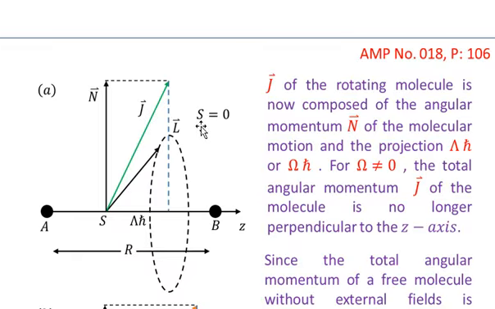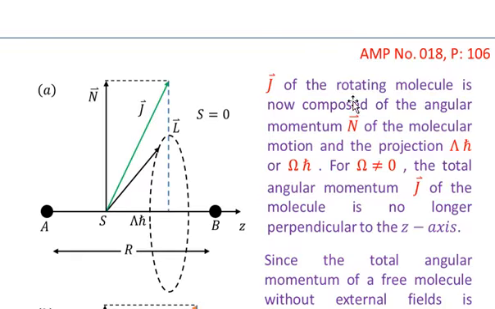And here I am assuming that capital S is equal to 0, that is, the total spin of the system is 0. And this capital N is actually the nuclear angular momentum. So capital N is the nuclear angular momentum, capital L is the electronic angular momentum, and these two quantities will add together to give you the total angular momentum J. So let me read the corresponding paragraph over here.